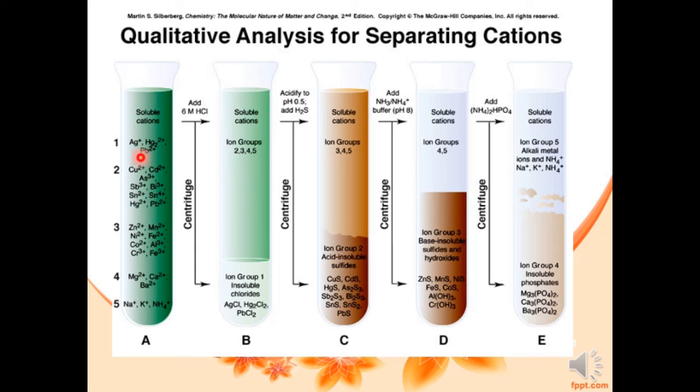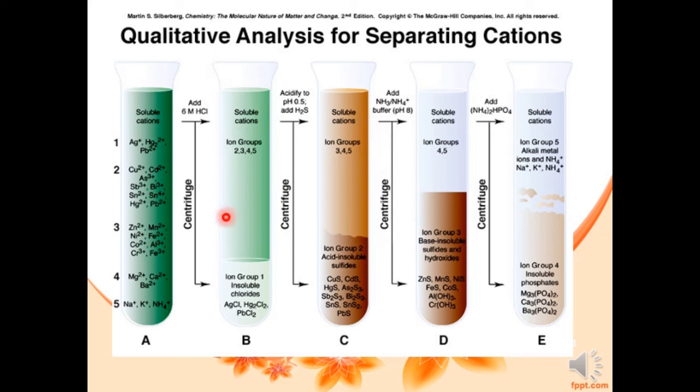To collect group 2, these ions here, we acidify this aqueous solution to very acidic pH 0.5, followed by the addition of hydrogen sulfide. Then it will precipitate out the group 2 cations. The rest will still remain as solution form. To separate, we centrifuge.